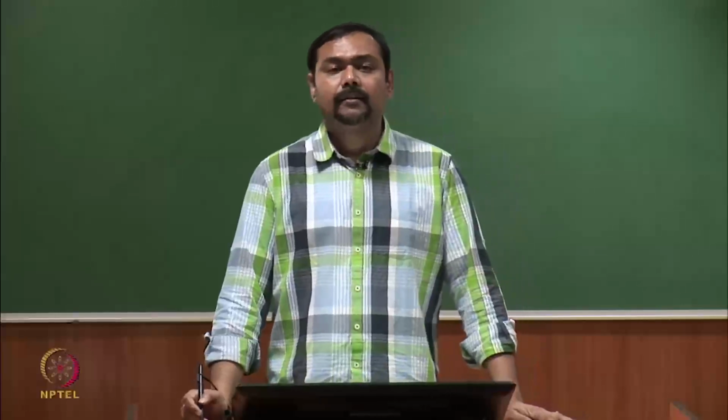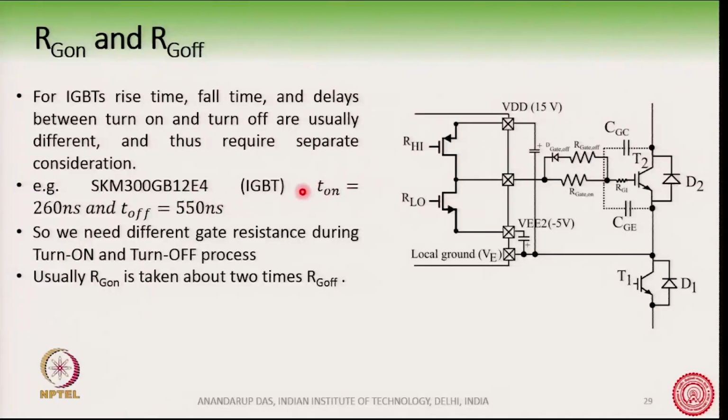Another thing to be kept in mind: if you see the data sheet of these power devices, you will see that the turn on and turn off times are usually quite different, and so they will require separate consideration. For example, for this IGBT, T on is 260 nanoseconds and T off is 550 nanoseconds, something like that. So, this means that we need different gate resistances during turn on and turn off.